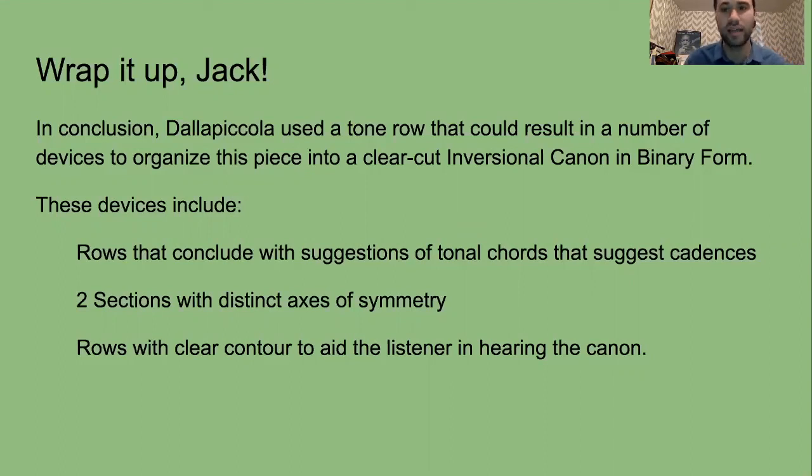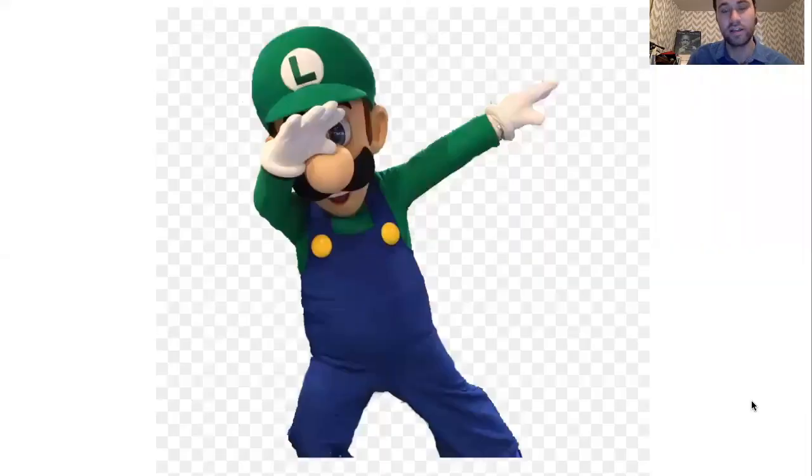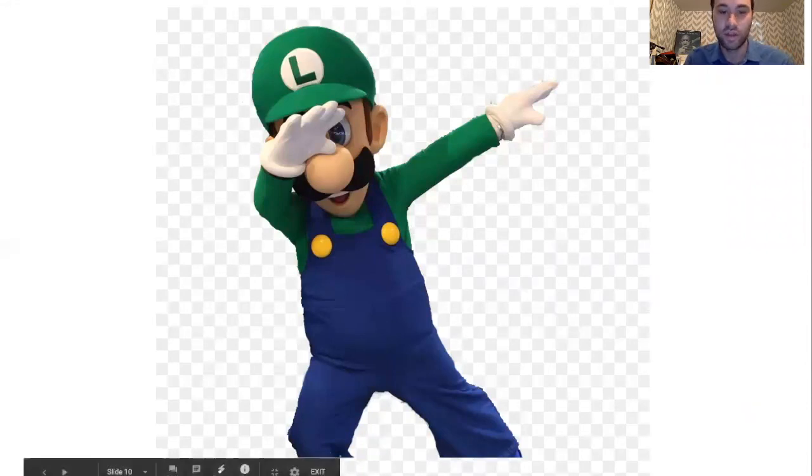And then in order to aid the listener in hearing this as a canon, he constructed these rows with a clear contour, so it helps you hear exactly what's going on between the 2 hands. And yeah, that's it. That's my analysis of Luigi Dallapiccola's Contrapunctus Secundus. Thank you very much.